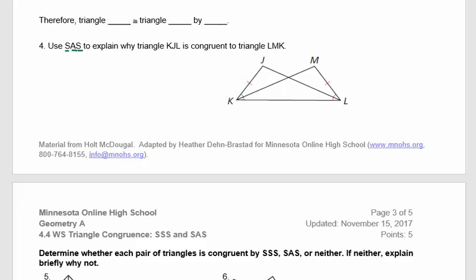And this is triangle KJL congruent to triangle LMK. So the green one congruent to the blue one here. So let's start with our side. So we can see that we are given that JK, side JK, is congruent to side ML.